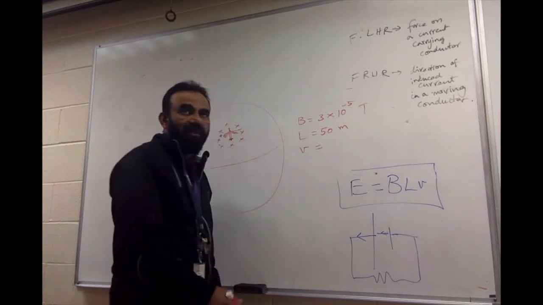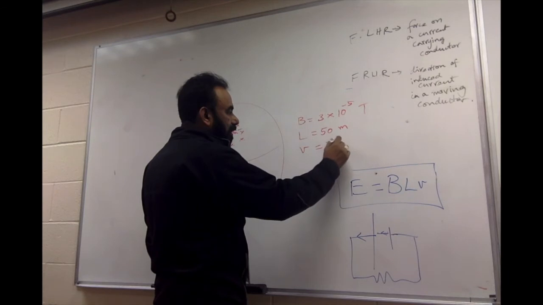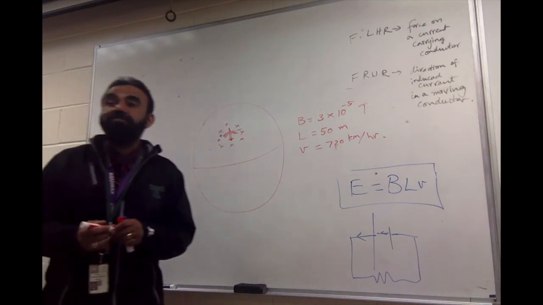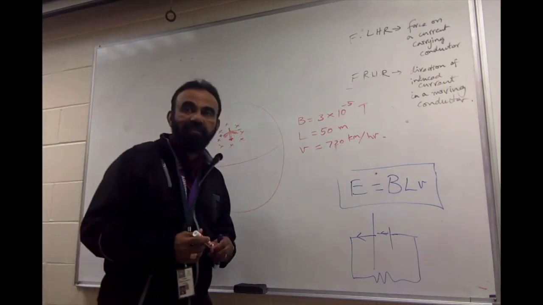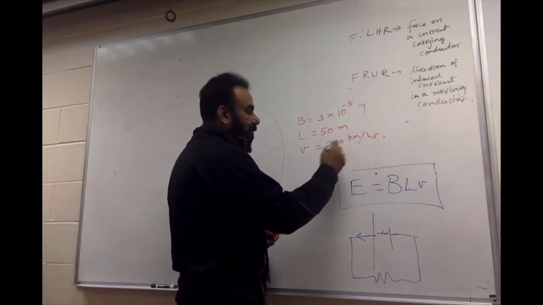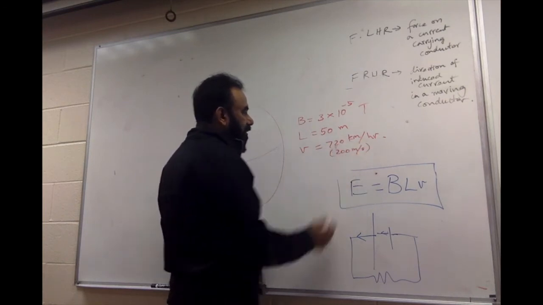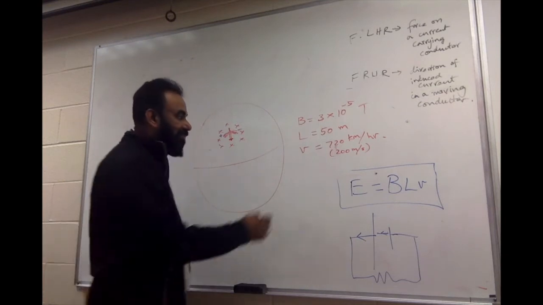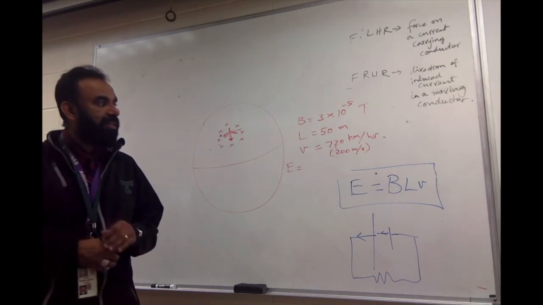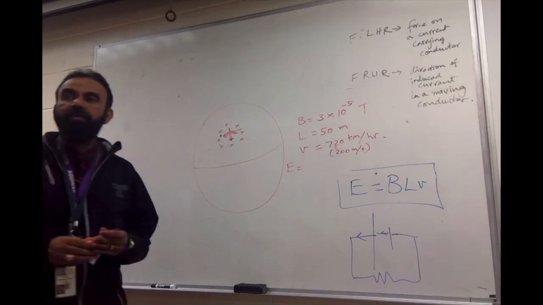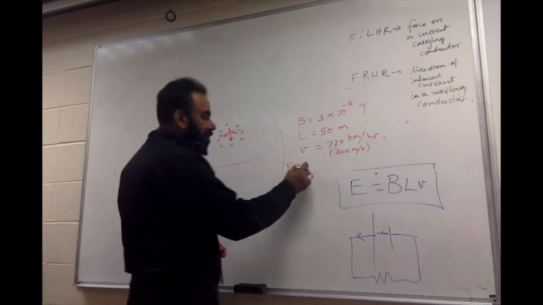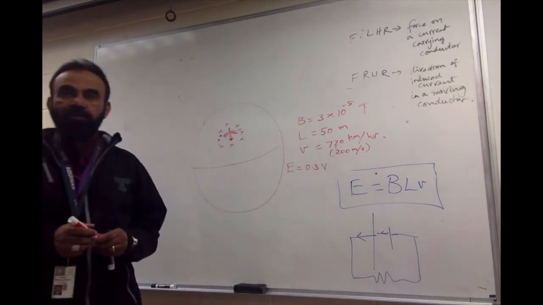And then the speed, let's say it's flying at 720 kilometers per hour. Now you got to change it to meters per second, divided by 3.6. That is 200 meters per second. Now plug all these three in and tell me what's the EMF. Three times 10 power minus 5 times 50 times 200. 0.3 volts. 0.30 volts.